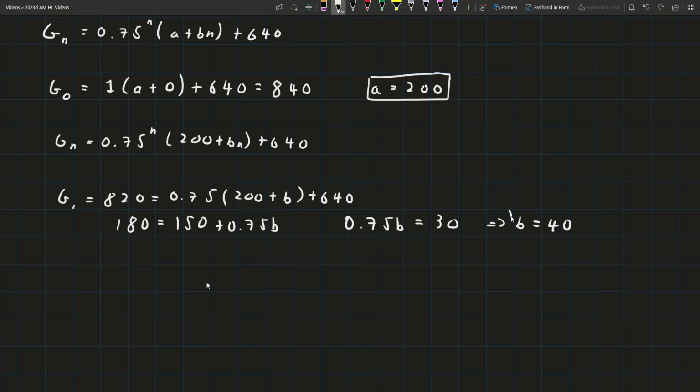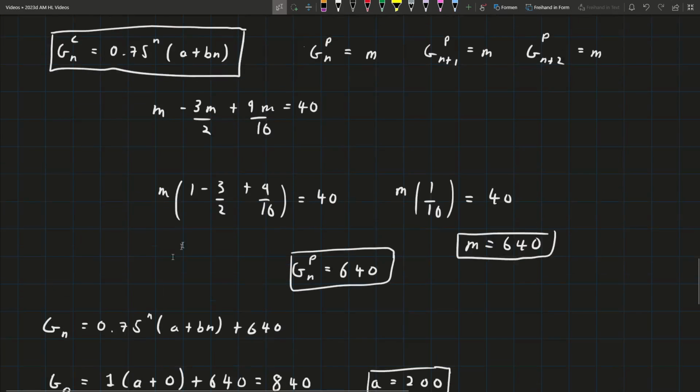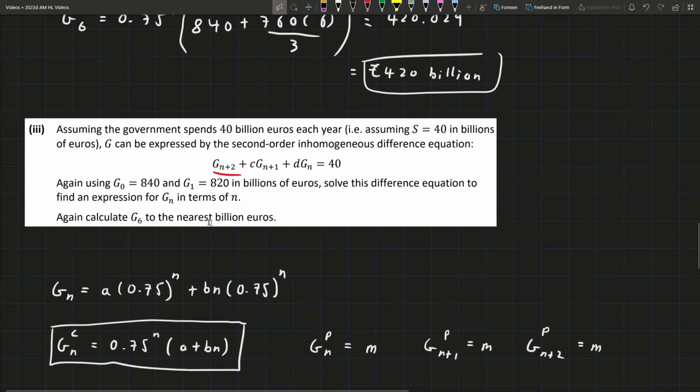So it actually works out nicer than in the previous part. Finally, Gn equals 0.75 to the power of n times (200 plus 40n), plus 640. And that's our equation for the spending of the government after the nth year.